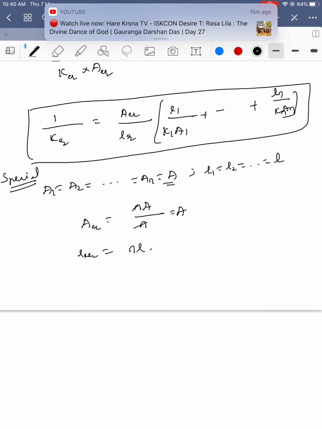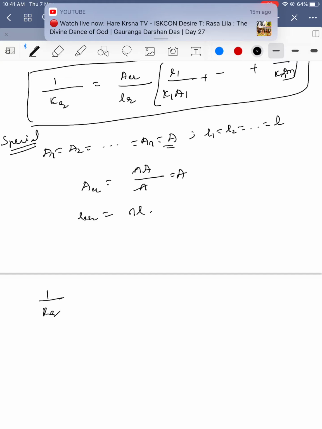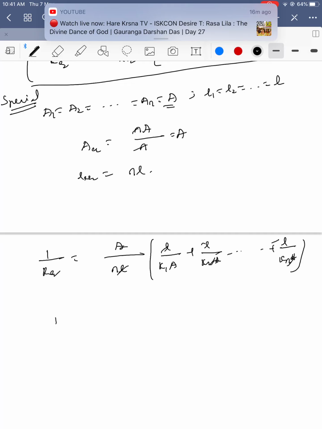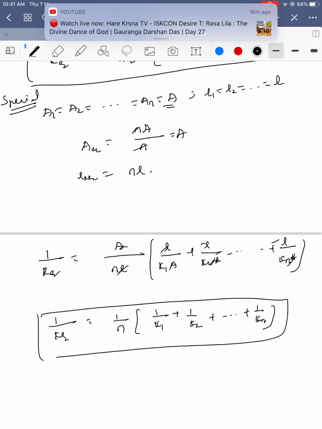So 1 by K equivalent is equal to A equivalent, which is A, by NL, times L by K1 A plus L by K2 A and so on plus L by Kn into A. A gets cancelled, L everywhere gets cancelled, and 1 by K equivalent is equal to 1 by N into 1 by K1 plus 1 by K2 plus and so on plus 1 by Kn. This is when the rods are in series.